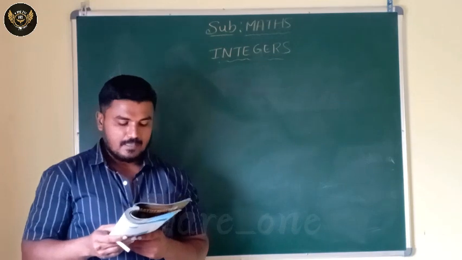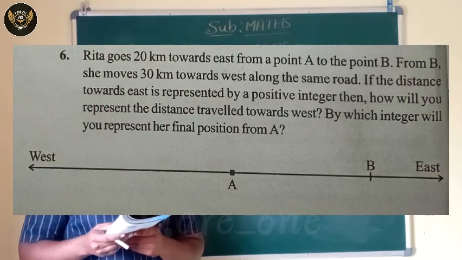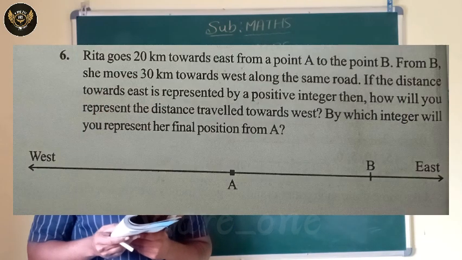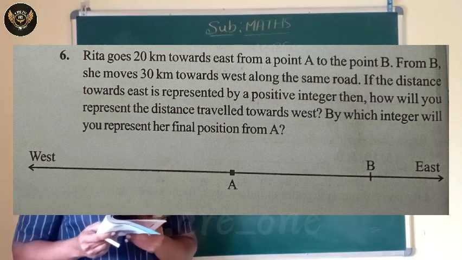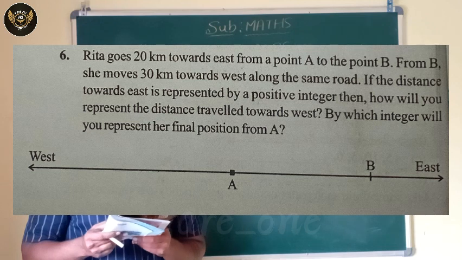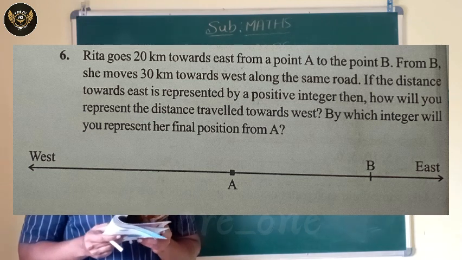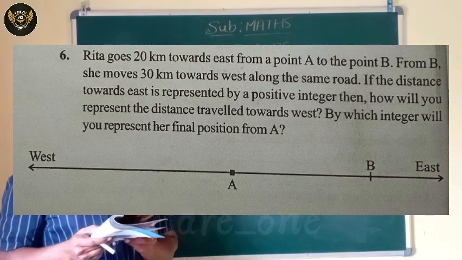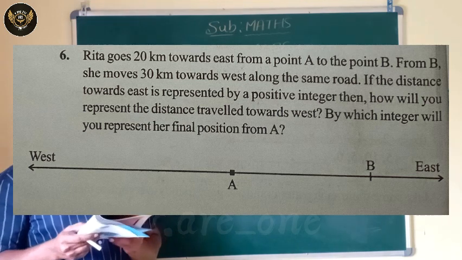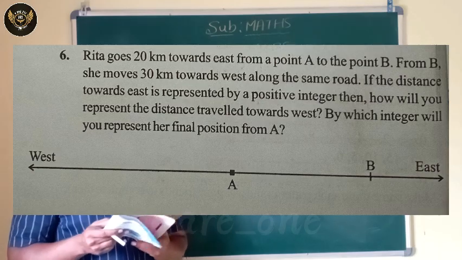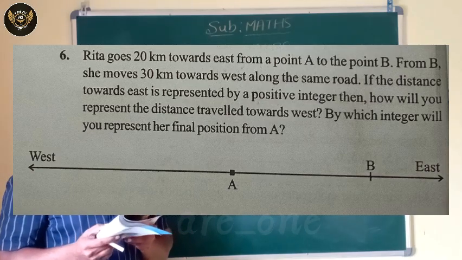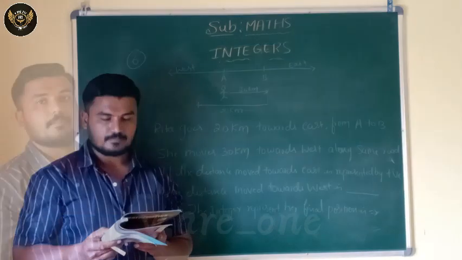Next, 6th. Rita goes 20 kilometers towards the east from a point A to the point B. From B, she moves 30 kilometers towards the west along the same road. If the distance towards the east is represented by the positive integer, then how will you represent the distance traveled towards west? By which integer will you represent her final position from A?